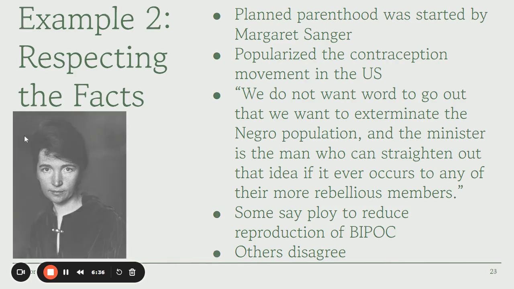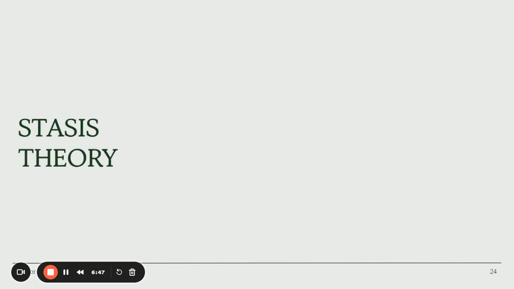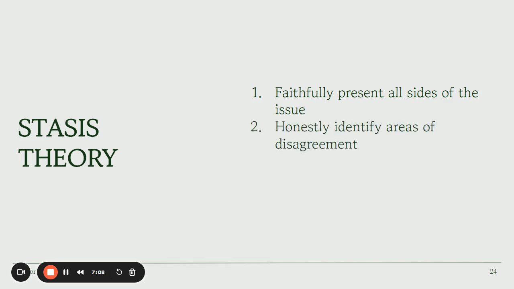So, if the goal here is to arrive in agreement about the landscape of the issue, how do we do that? We're going to use our second technique, stasis theory. The goal of stasis theory is to arrive at stasis with all sides of an issue. And I just kind of used the word in the definition. So let's think about it this way. We want to present all sides of the issue in a way that everyone, regardless of viewpoint, can agree. And then we want to point out areas of disagreement.